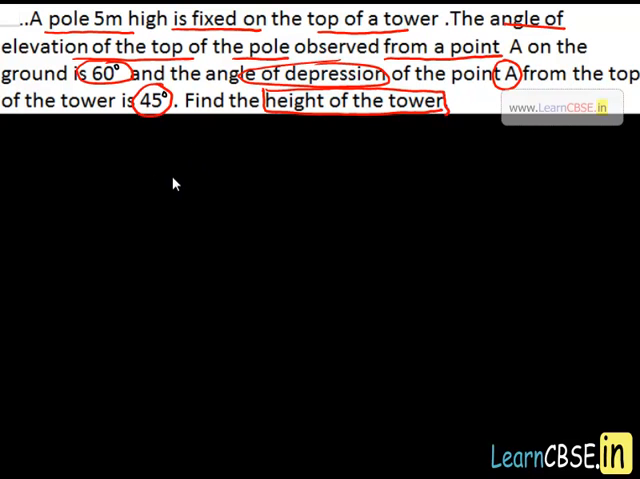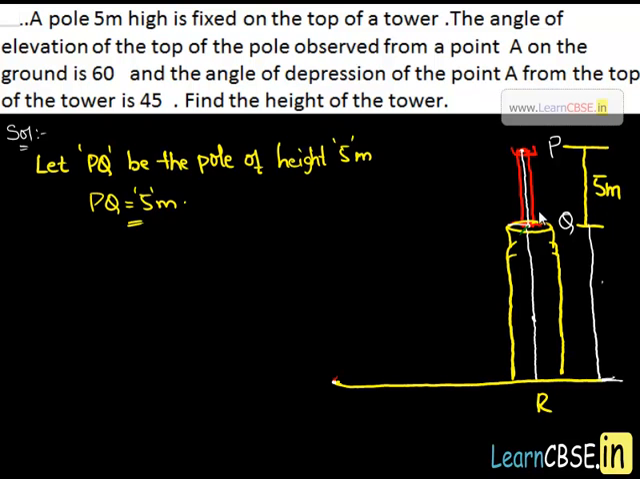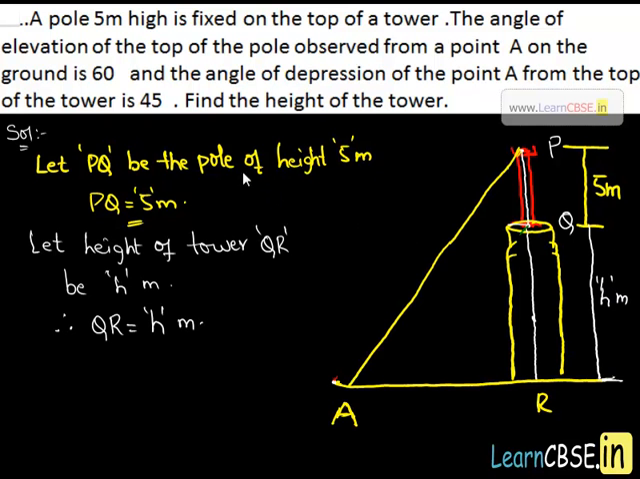First, we will draw a simple diagram to represent the problem. Here we have a pole PQ of height 5 meters. Let the pole PQ be fixed to the top of the tower QR at Q, and the height of the tower be h meters. Given the angle of elevation of the top of the pole observed from a point A on the ground is 60 degrees. Therefore, angle PAR is 60 degrees.